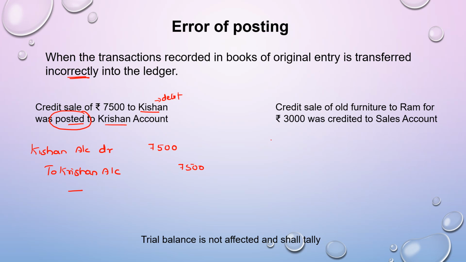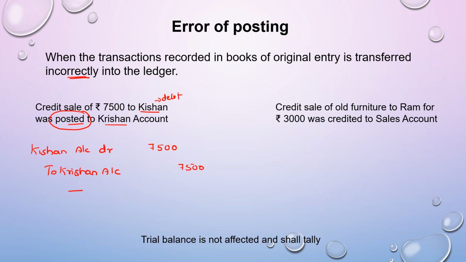Now we'll take one more example. Credit sale of old furniture to Ram for 3,000 was credited to sales account. Do you know that in the case of sale, if it is related to goods, then it goes into the sales book and into the sales account? But if it is a sale of an asset, like in this case of furniture, it should be credited to that particular asset account. So furniture account should have been credited.